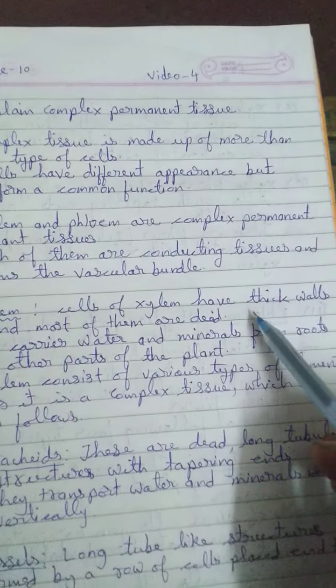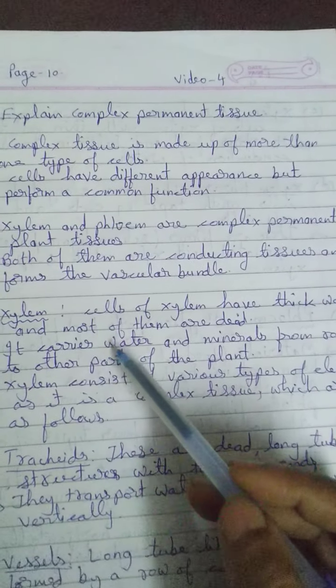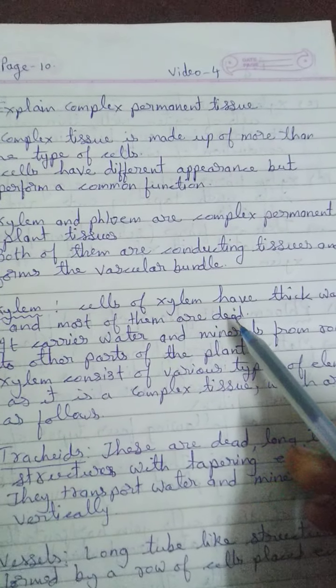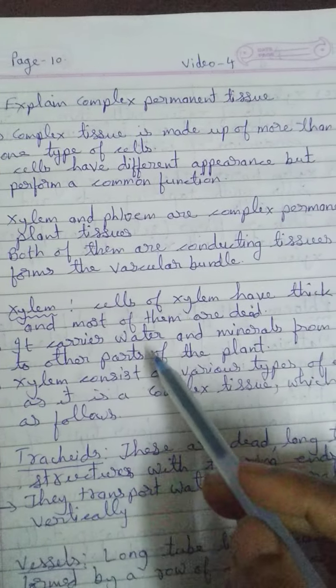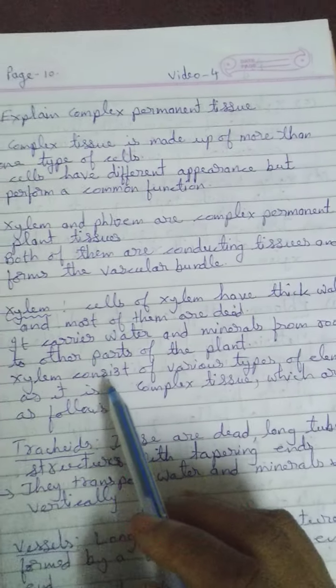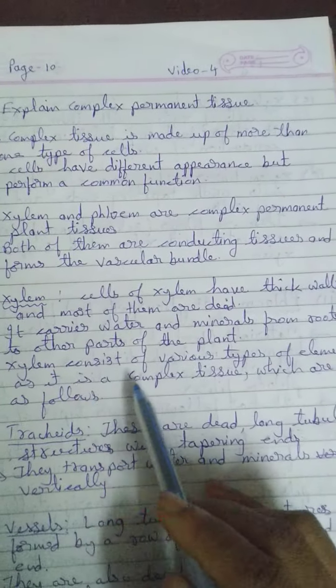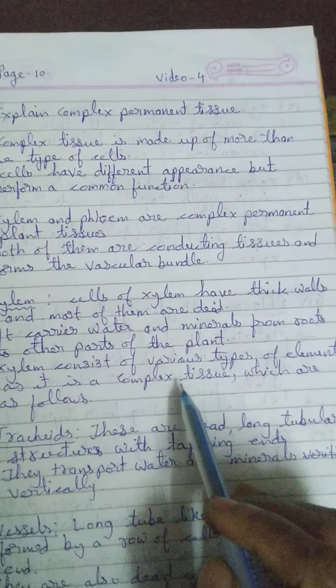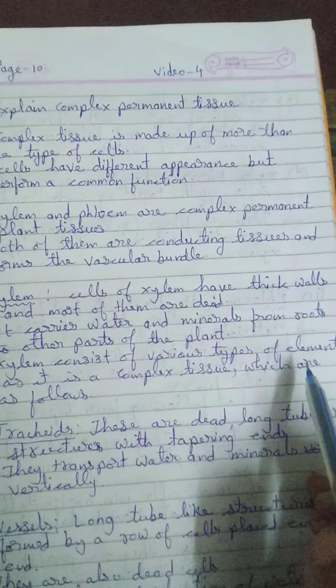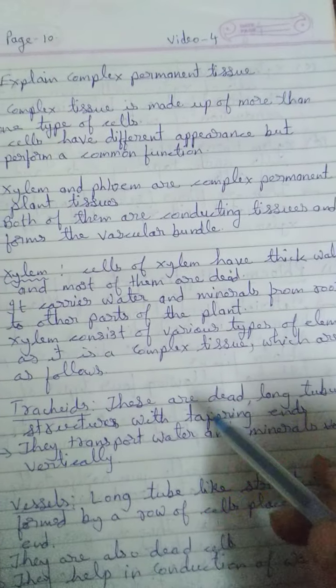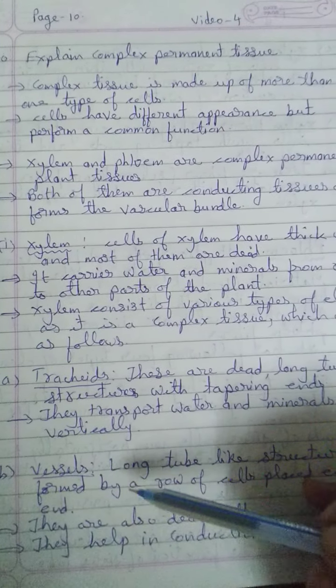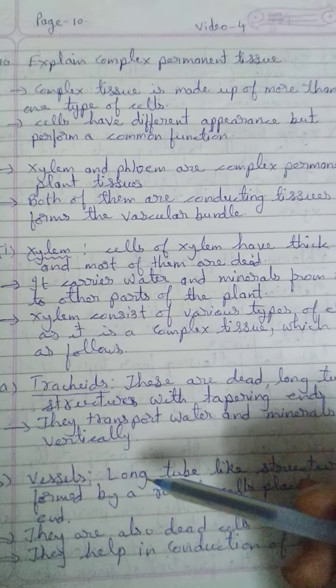Cells of the xylem have thick walls and most of them are dead. Dead means they do not have nucleus. It carries water and minerals from root to the other parts of the plant. And xylem consists of various types of elements. As we know, it is a complex tissue, so they have different types of elements, which are as follows: tracheids, vessels, xylem parenchyma and xylem fiber.